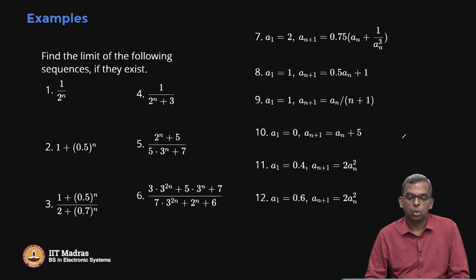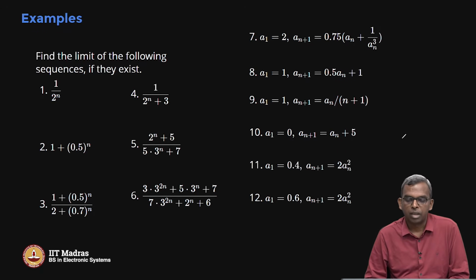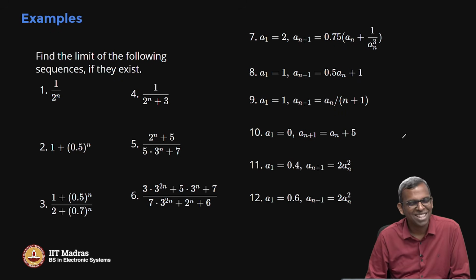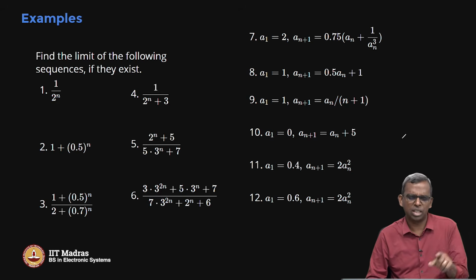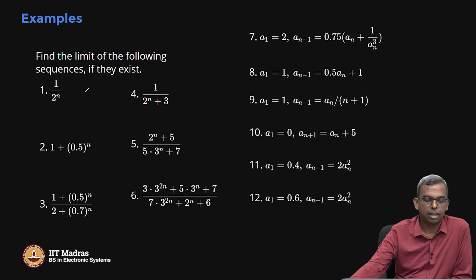Having learnt this, let's quickly go through a few examples. Not a few, there are 12 of them, and see what the limit is. The first ones I'll go through a bit quickly. Maybe the recursion part I'll spend some time on and do in slightly more detail.